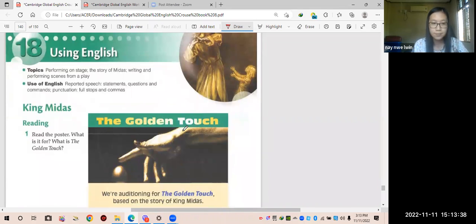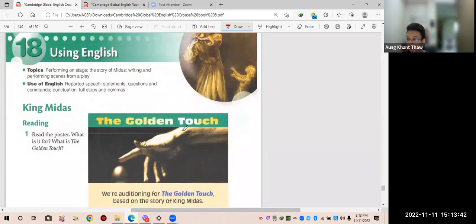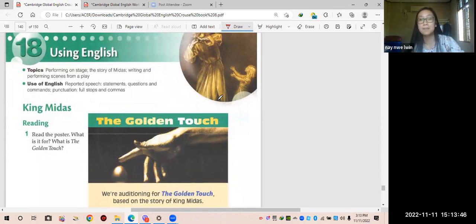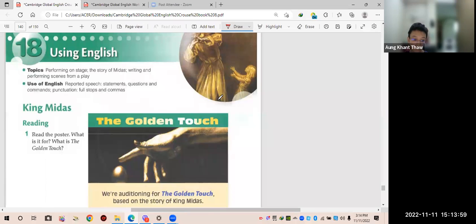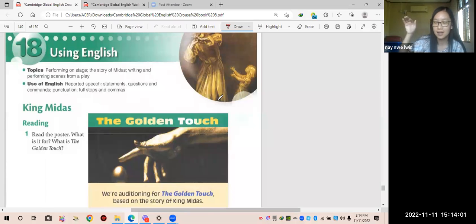King Midas. Have you ever heard about King Midas? Yes. There is a story, right? I think most of you are familiar with the story of King Midas, right? What is it about? What is his story? Transforming things into gold. Yes. Whatever he touched, that thing will turn into gold, right? So that is his story. So some of you will know his story.